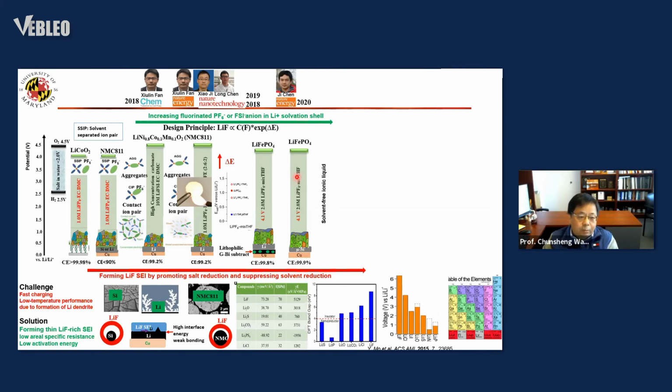So the design principle is suppress solvent reduction. And is there any way we can not use the solvent? That is ionic liquid. But the ionic liquid brings additional problems: the cation may be reduced. So we synthesize a special ionic liquid, and we can achieve 99.9. The principle is they form almost pure lithium fluoride and also an inorganic SEI. And they are strongly lithium-phobic, so they can suppress lithium dendrites.